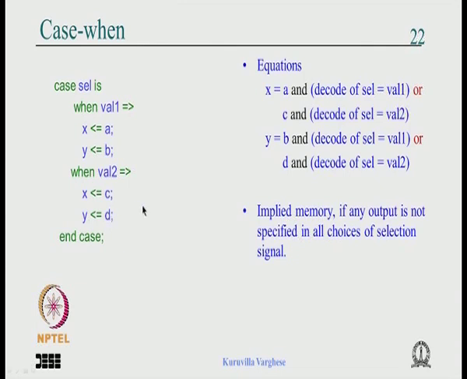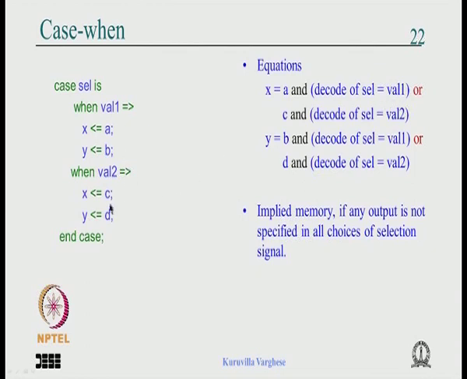So if you look at the equation like with select, you have x is a and decode of value 1, or a and decode of value 1 means the select line is 2 bits, and if it is 0 0 then it is S1 bar and S0 bar, and so that is what I mean by this.